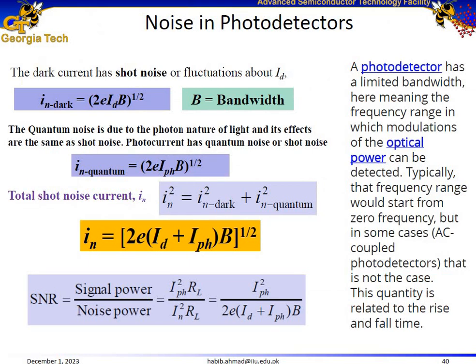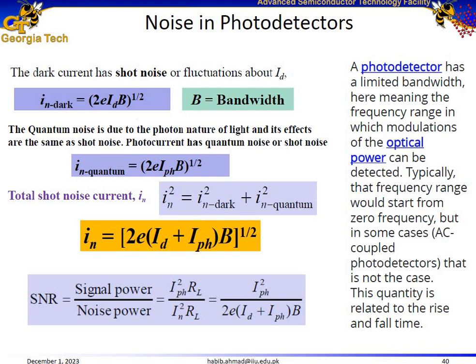As already discussed, the photodiode has two kinds of noise related to it. The first is the noise related to the dark current, and the second is the noise related to the photocurrent, and both of them have a statistical nature. The dark current noise, also called the shot noise, can be represented with this equation: 2 times charge on electron times the dark current times the bandwidth of the photodetector.